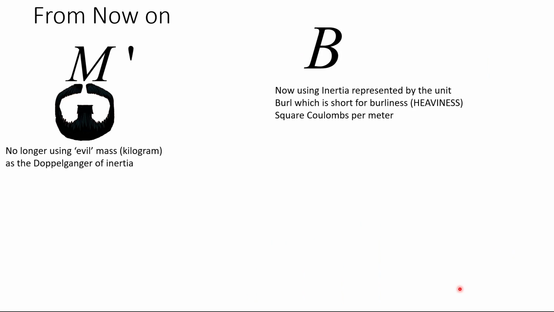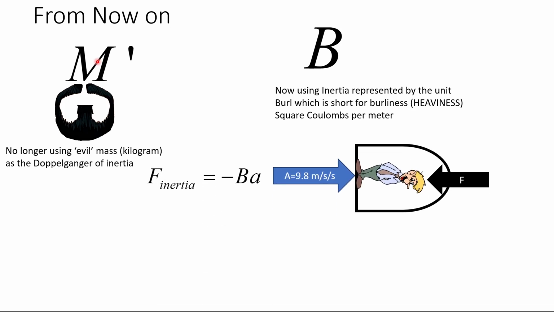So from now on, we're no longer going to use the evil mass kilogram, because this is now the doppelganger of inertia. We're going to use the symbol B for burls, which is short for burliness, which basically means heaviness. And the unit of the burl is square coulombs per meter, whereas the evil doppelganger of inertia has been kilograms, which is really mass. And the way you use the terminology now is that this is the force of inertia, this is inertia. So inertia times acceleration is the force of inertia with the minus sign.